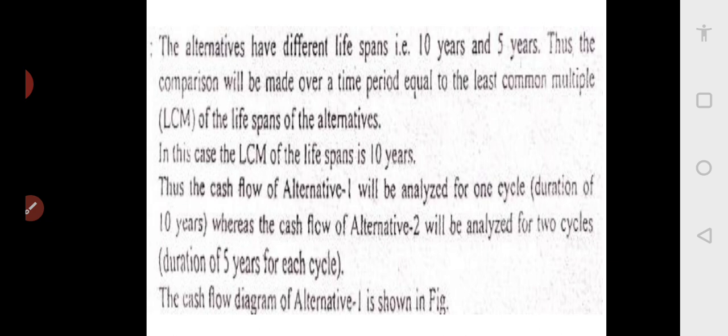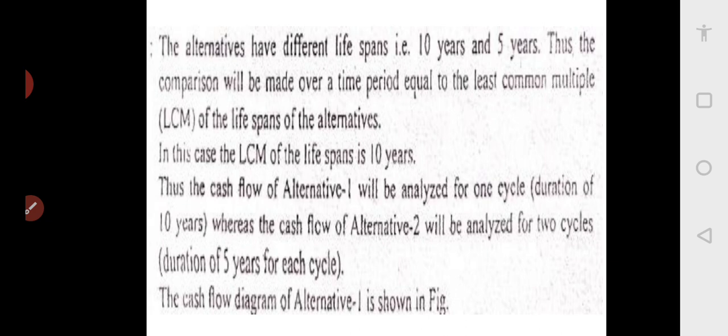Thus, the cash flows of alternative 1 will be analyzed for only one cycle, that is a duration of 10 years, whereas the cash flow of alternative 2 will be analyzed for two cycles because its life is only 5 years. So after 5 years, we have to analyze it for another 5 years. After 5 years, again we will sell the first machine as scrap. Then we will buy the second machine at the same cost as the first, and again run it for another 5 years.